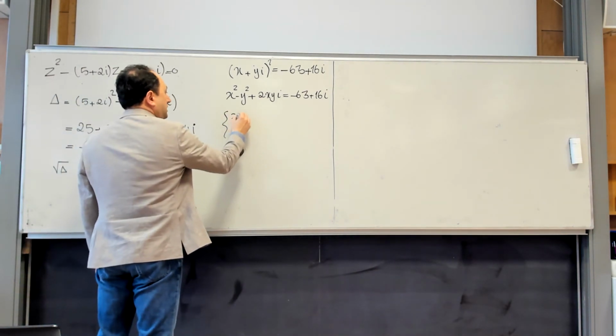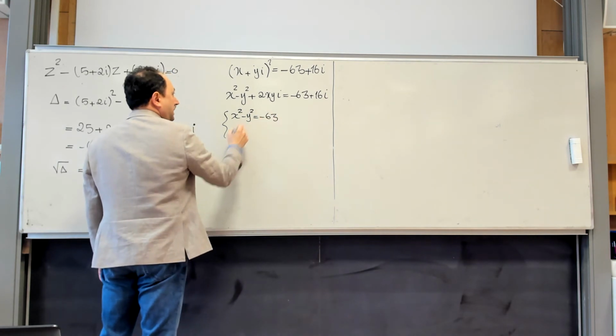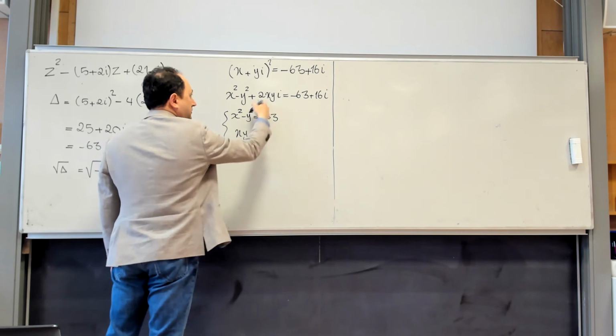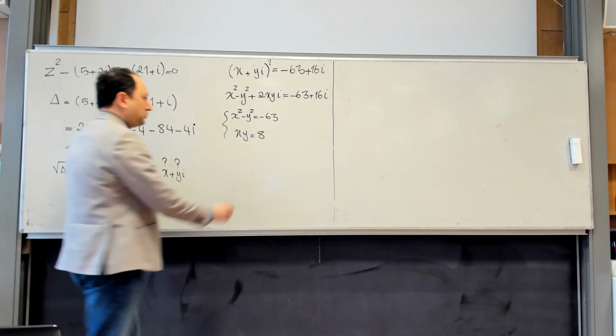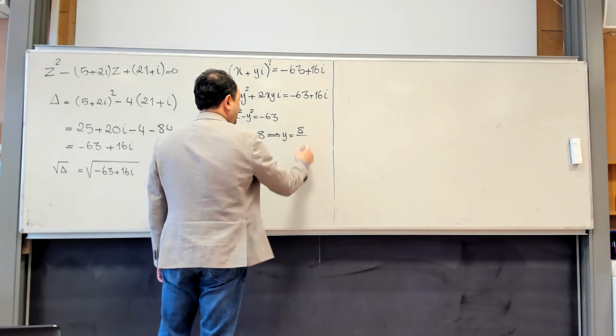Yes? And then I get a system of equations. So this is always the same. You don't need to bother yourself that much. So this becomes this number. And then what is xy? Do you agree? It becomes 8 because I am dividing it by 2. Now I need to solve this system exactly as before. So the good point about this method is that you just follow the recipe.